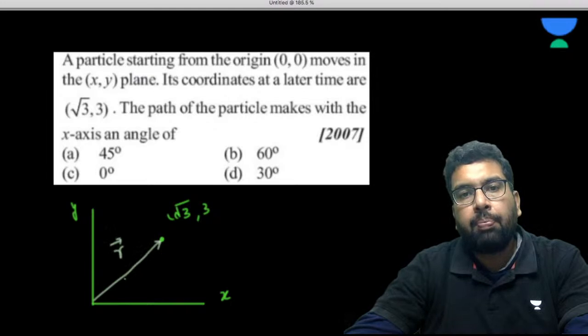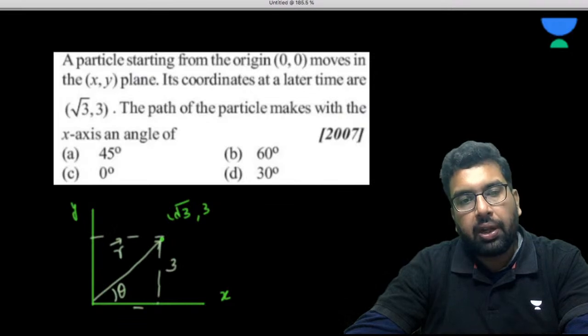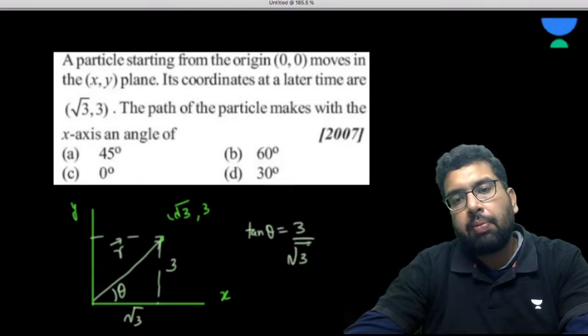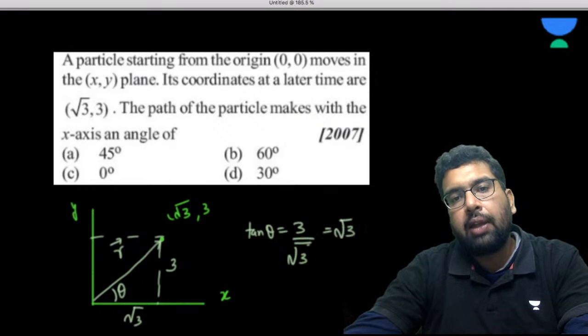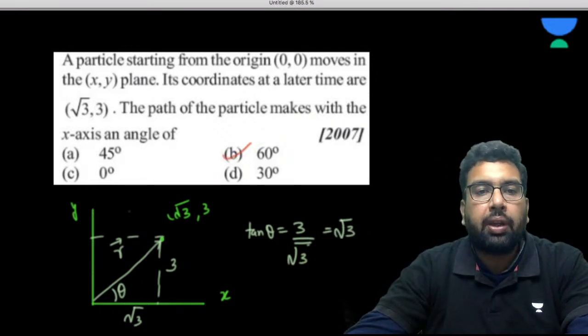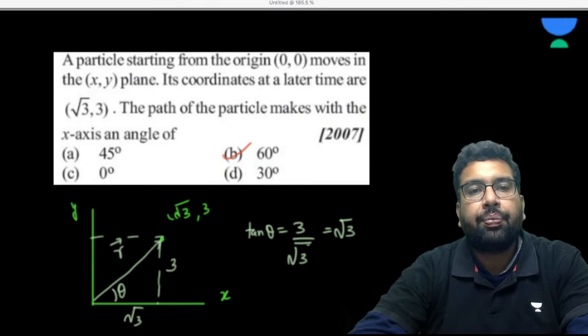So the path of the particle makes an angle. This is the angle. This side is 3, and this is root 3. So tan theta is equal to 3 by root 3, that means root 3. Now we know that tan 60 is root 3, so this is going to be the answer. Isn't it? Please answer me. Right?